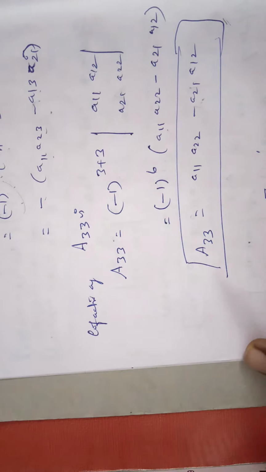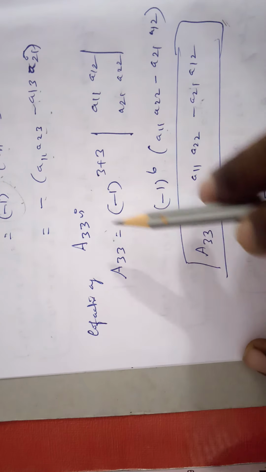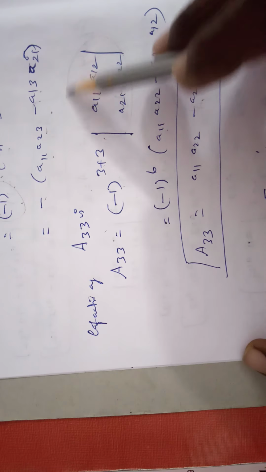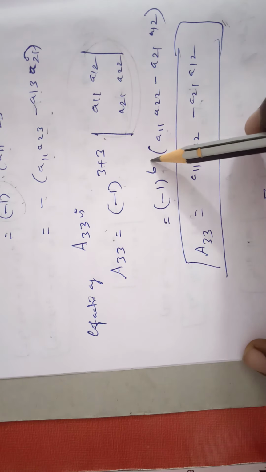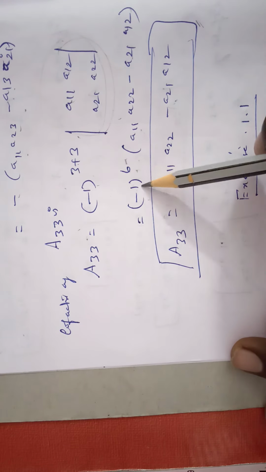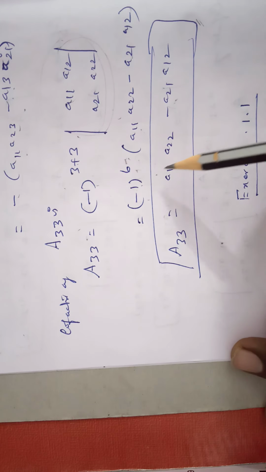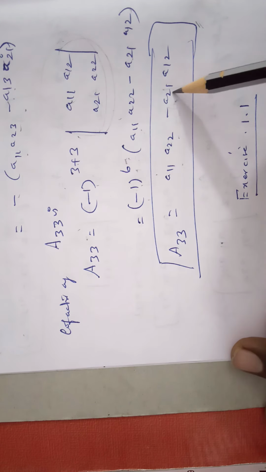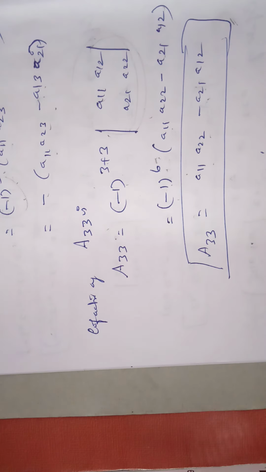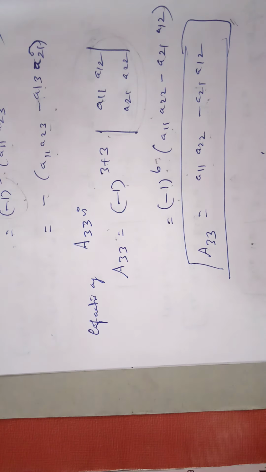Last one is the cofactor of third row third column, minus 1 power 3 plus 3 into the minor of this determinant. So minus 1 power 6 into A11 A22 minus A21 A12. So the final answer is minus 1 power 6, which is plus 1. So A11 A22 minus A21 A12. So these are all the calculations of the cofactors of the second order as well as the third order determinant.